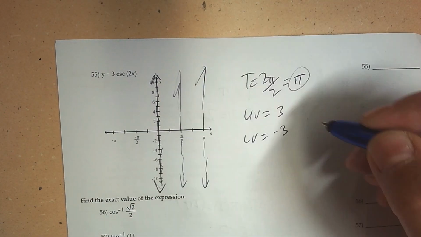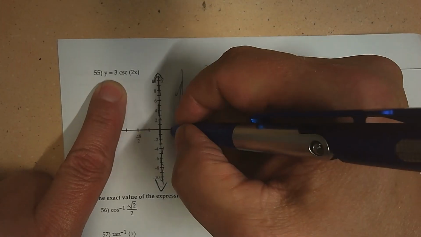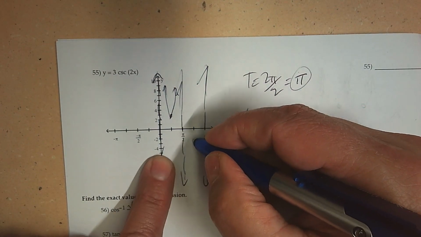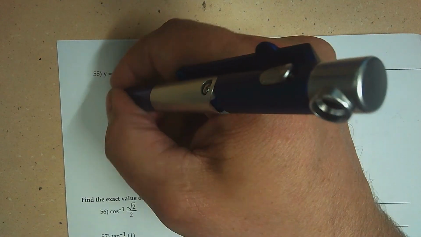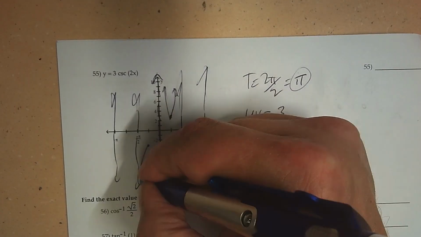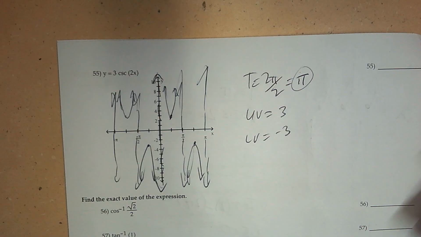So it starts with 3 asymptotes. Cosecant's positive. So we're going to go to positive 3 and it folds up. And then in between go to negative 3 and it folds down. And there's your pattern. Done.